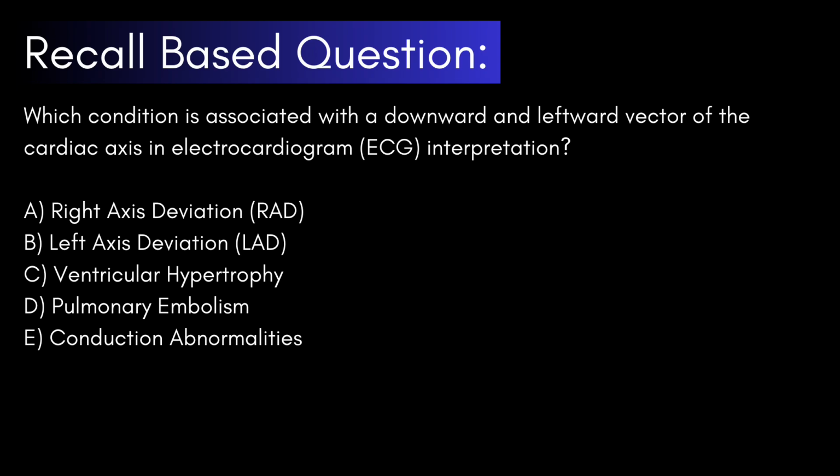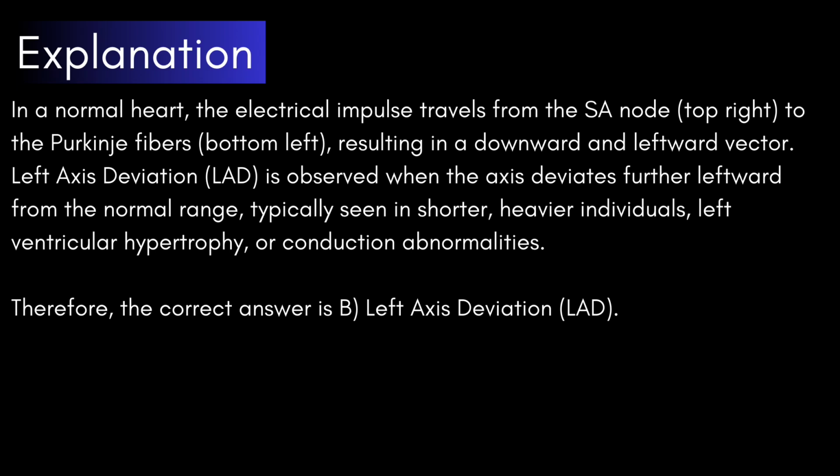Otherwise, moving on now. In a normal heart, the electrical impulse travels from the SA node, top right, to the Purkinje fibers, bottom left, resulting in a downward and leftward vector. Left axis deviation, LAD, is observed when the axis deviates further leftward from the normal range, typically seen in shorter, heavier individuals, left ventricular hypertrophy, or conduction abnormalities. Therefore, the correct answer is B, left axis deviation, LAD.